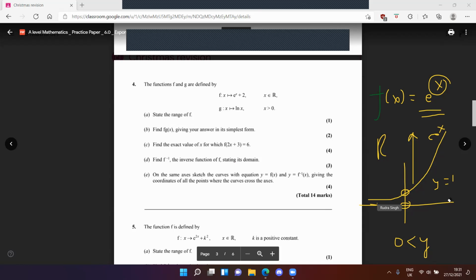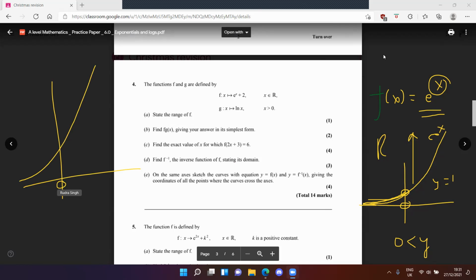So range means all possible values of y. It starts from 0 and goes to plus y, infinity here. So all y greater than 0. So that's a range. Because it never goes below y equals 0, and it never takes a negative value. So that's your range for this graph. Got it.